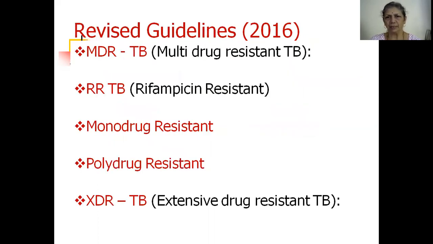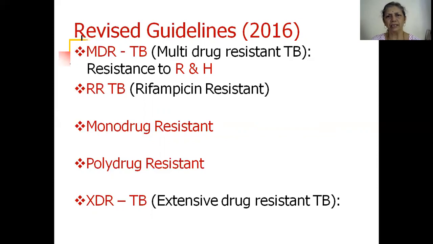So MDR TB is the multi-drug resistant tuberculosis, which means resistance to both rifampicin and INH, both the key drugs in the short course regimen. Resistance has developed to them. Earlier, MDR TB was defined as resistance to both R and H, or even just resistance to rifampicin. Now, only rifampicin resistance has been defined as a separate category.